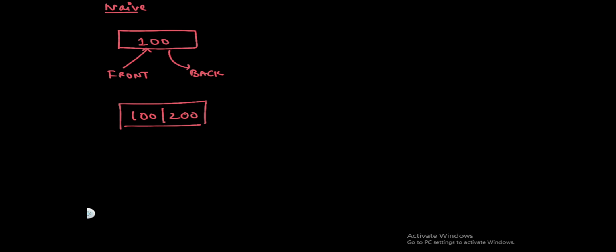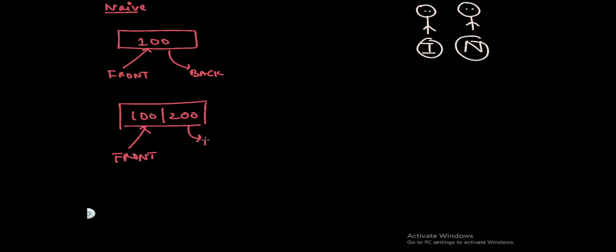Now think of this as a doctor queue. Initially you were person 1 and you were also the last person, because there was no person behind you. After some time a person comes. Now you are not the last person, you are the first person, because there is a last person behind you. This is the same thing we will use here. This becomes my front element and this becomes my back element.